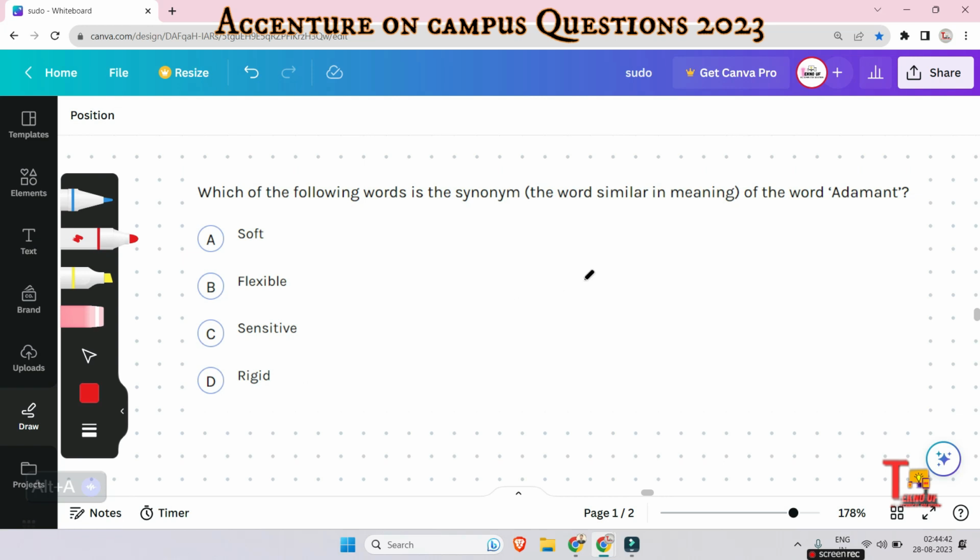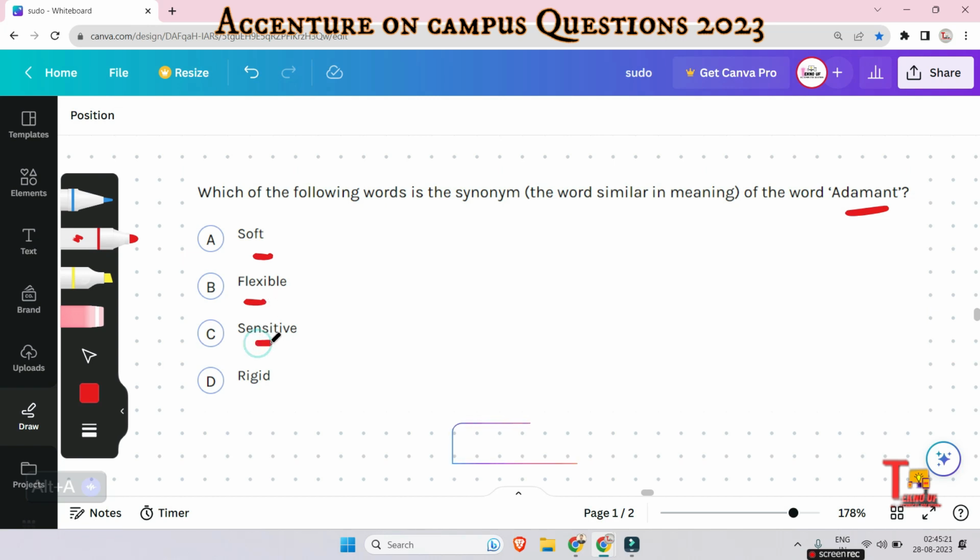Actually, adamant refers to being unyielding, firm, or determined in one's attitude, opinion, or decision, right? And the meaning of soft is having a gentle or yielding nature. It can also refer to something that is not harsh or severe in tone or texture. And flexible refers to being capable of bending easily without breaking, right?